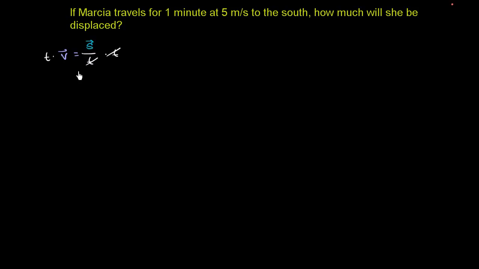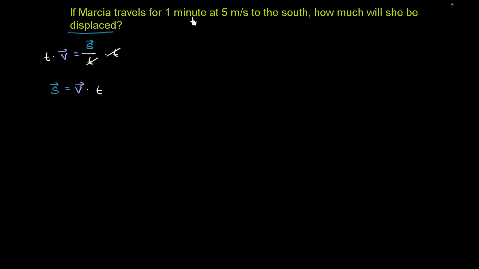I'll write what's on the right-hand side on the left. So you get displacement is equal to velocity times time, or velocity times change in time. So over here, they're asking us for displacement. They're asking us how much did Marcia get displaced.